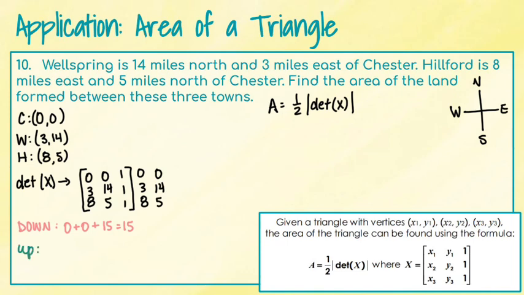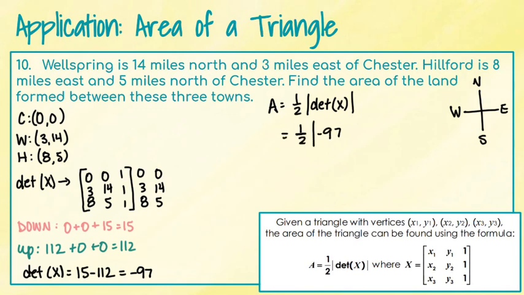So our up ones are going to be 8 times 14 times 1, which gives us 112. 5 times 1 times 0, that's 0. And 1 times 3 times 0 is 0. So we get 112. So our determinant of x is 15 minus 112. And that's going to give us negative 97. And our area is 1/2 the absolute value of negative 97. So half of positive 97 is going to be 48.5.